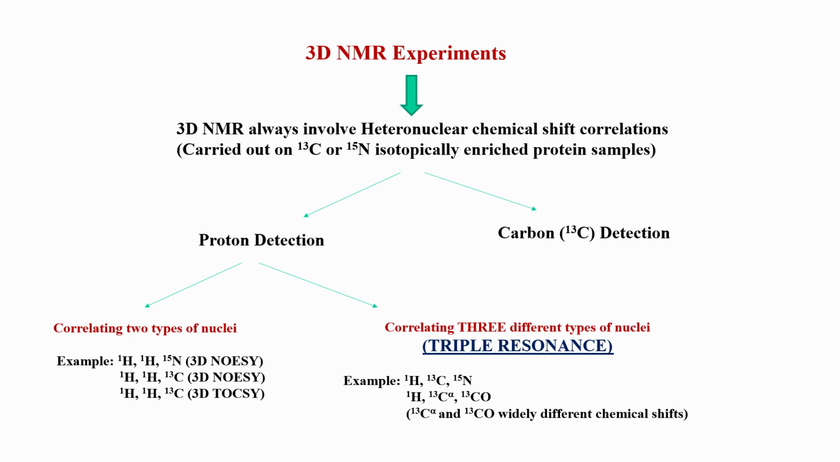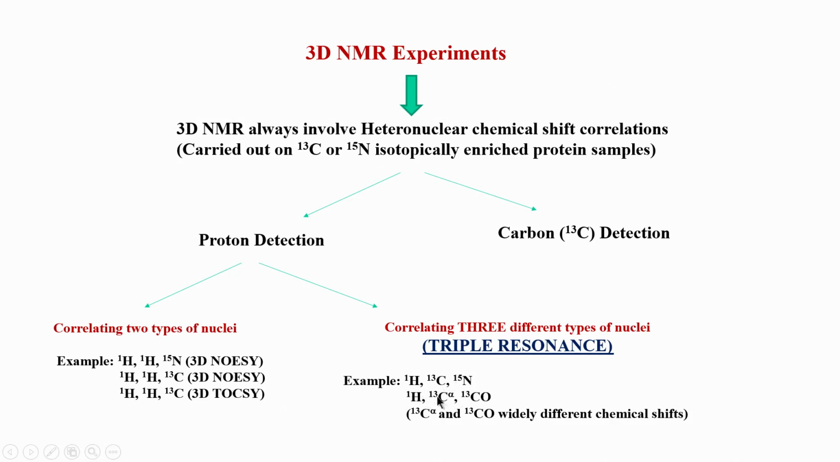If you look at nucleic acids, you may have phosphorus, carbon and proton. That is also triple resonance because it involves three different nuclei: proton, carbon and phosphorus. In protein there is no phosphorus, so we have proton, carbon and nitrogen, but remember again we have to label the protein.